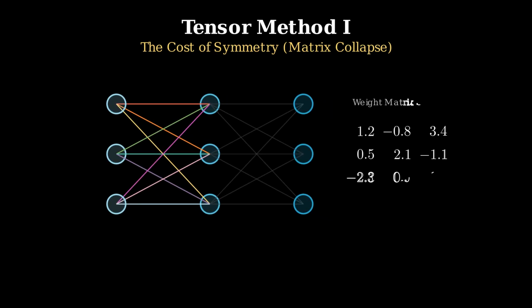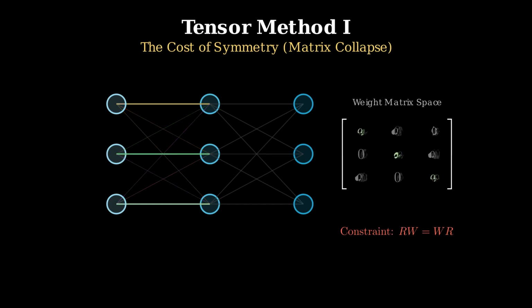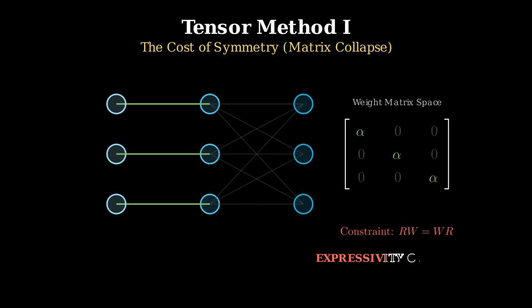To maintain this flawless symmetry, we must force the network weights to satisfy the equivariant algebraic constraint. By Clebsch-Gordan decomposition, this constraint instantly strips away the matrix's freedom. Look at the network: all cross-connections vanish, and the remaining parameters are locked into a single scalar multiplier.